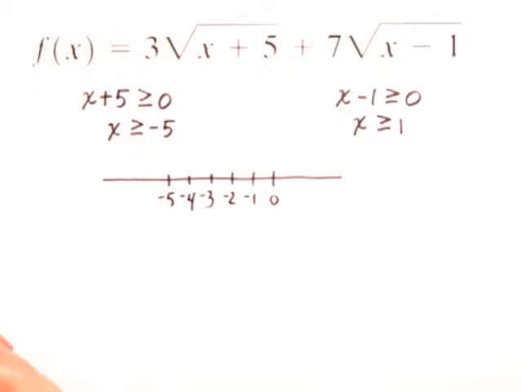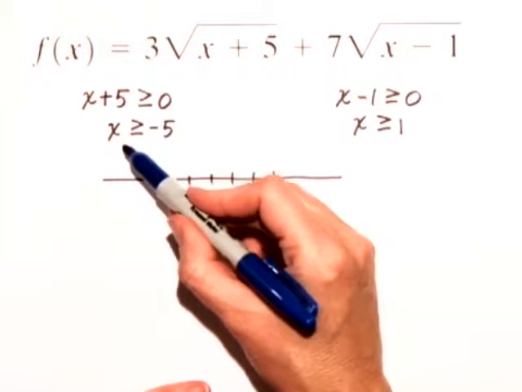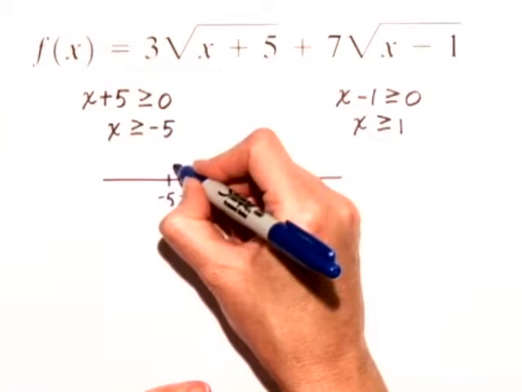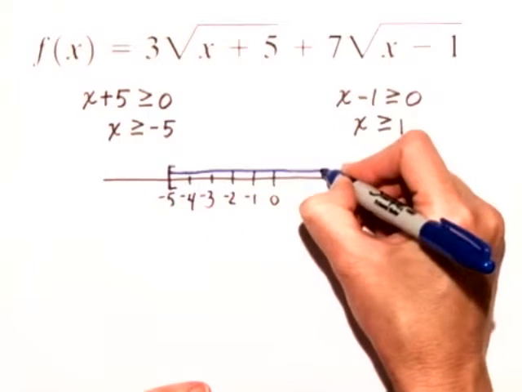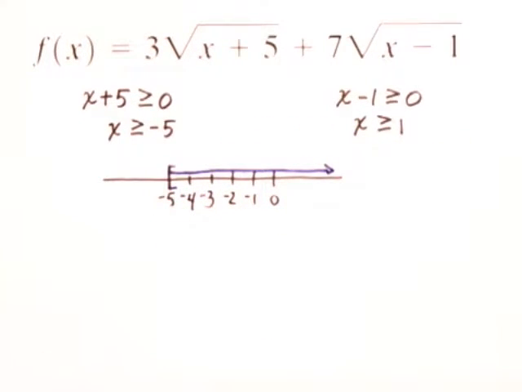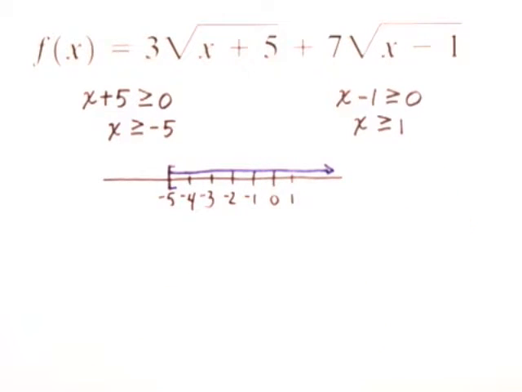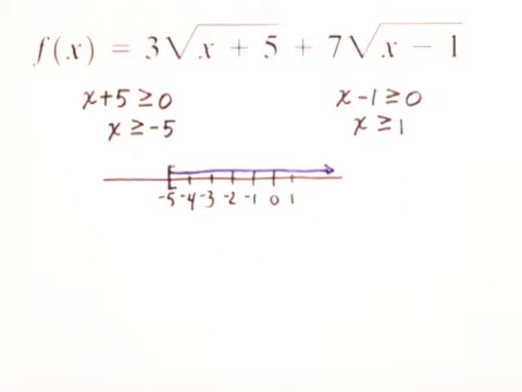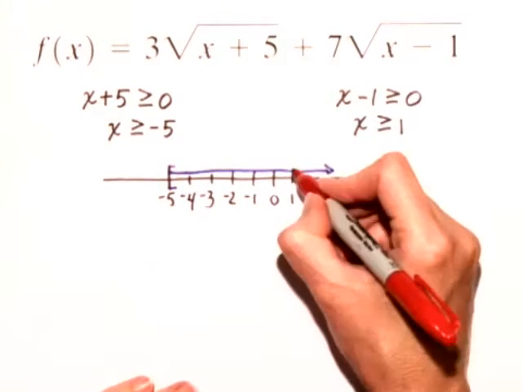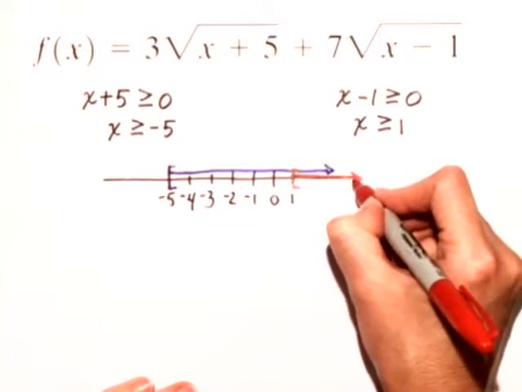Okay, we have for our first piece of information, x has to be greater than or equal to negative 5. So on the number line, it would look like this. I should add a 1 right here. And the other piece of information we have is that x needs to be greater than or equal to 1, which really looks like this.